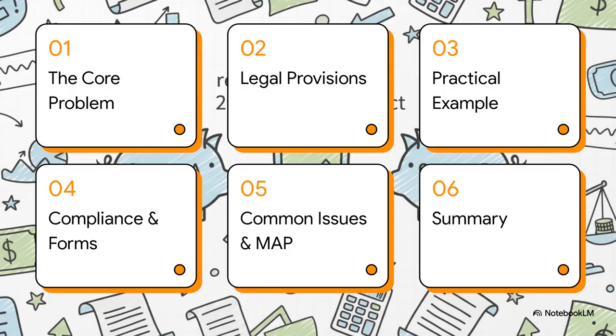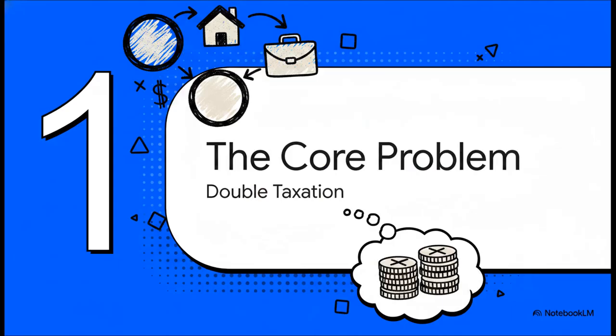All right, here's our roadmap for today. We'll quickly look at the core problem, break down the new legal provisions under Sections 159 and 160, walk through a highly practical example, and then tackle the mandatory compliance forms. After that, we'll discuss common issues in MAP, and finally, wrap it all up with a summary. Let's get right into it. Starting off with Part 1.